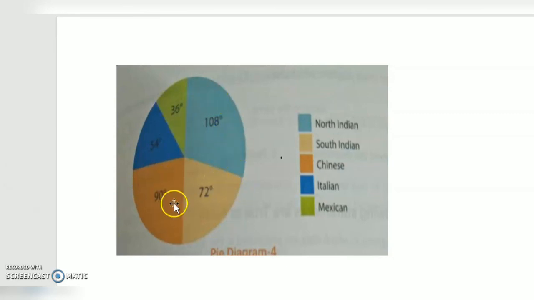You can see here all the angles are marked, and they have given different colors for this, and we have to mention those colors in the index box also. Okay, thank you.